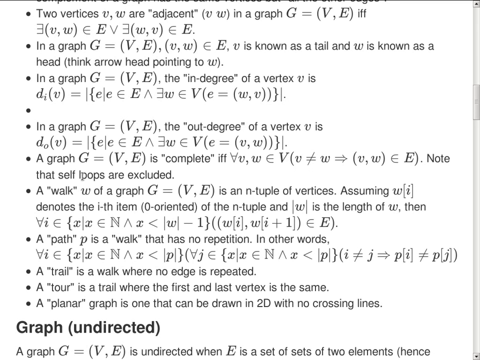All right. Note that self-loops are excluded. So, if you have a vertex A, the edge AA is excluded from the consideration of completeness.